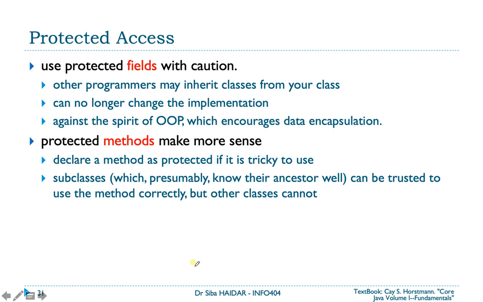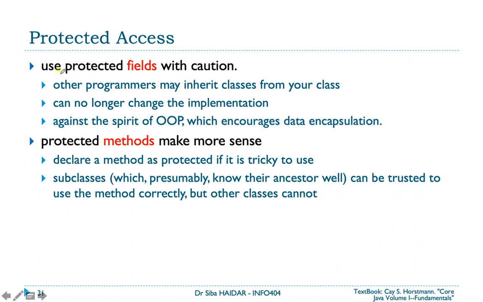Now you know how. So protected access, use protected fields with caution. Other programmers may inherit classes from your class and can no longer change the implementation. If you have a protected field, it is not private to you anymore. It is shared with all the other subclasses. If you want to change its name, its type, or anything, other programmers will be upset because they rely on your code. Which is against the spirit of OOP, of course, because OOP means encapsulation, encouraging data encapsulation.